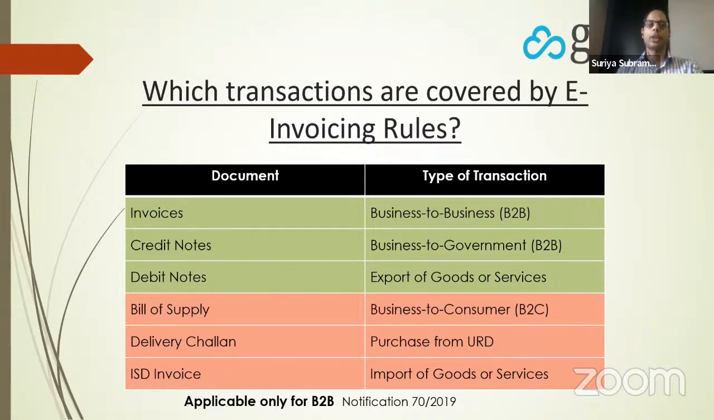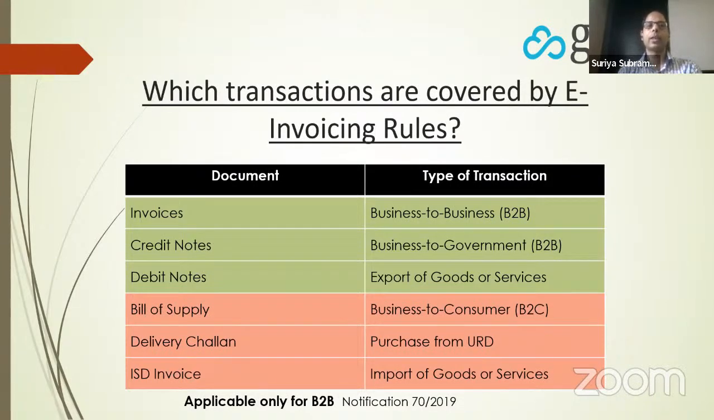Now, let's look at the documents. When we say e-invoice, it is not actually an e-invoice. It should be considered as an e-document. Invoices, credit notes, and debit notes all come under the e-invoicing provisions. However, for convenience, we just call it e-invoice.